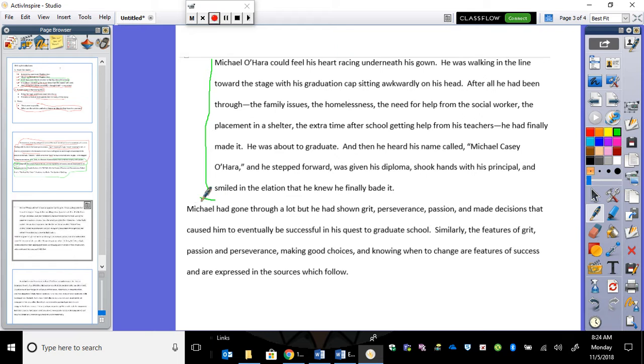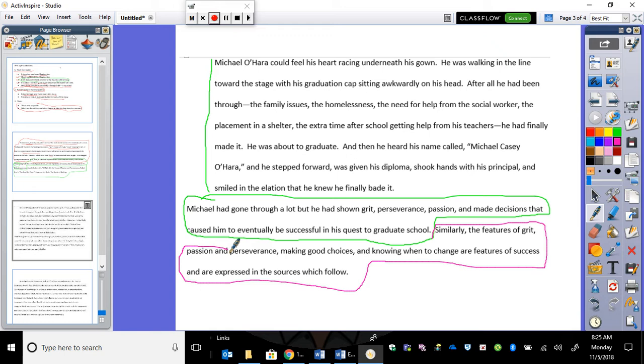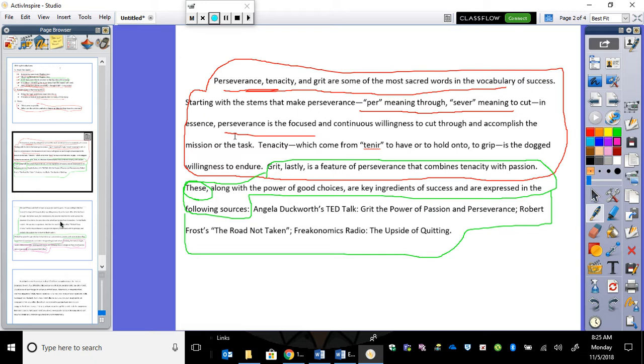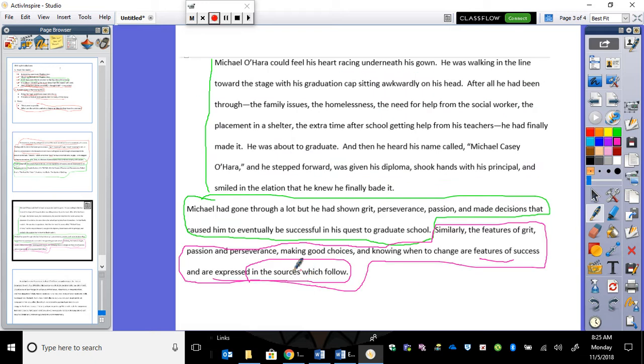But now we have to do the transition step here, basically narrowing step between what we introduced with Michael's story all the way then to being specific to our thesis. So Michael had gone through a lot and had shown grit, perseverance, and passion, made decisions. Similarly, and then this is basically our thesis, our final step. Similarly, the features of passion and perseverance and making good choices and knowing when to change are features of success and are expressed in the sources which follow. This is a little bit different because I named the 3 sources that we were doing. In the previous example, I named them. You don't have to name them, but I did name them here.